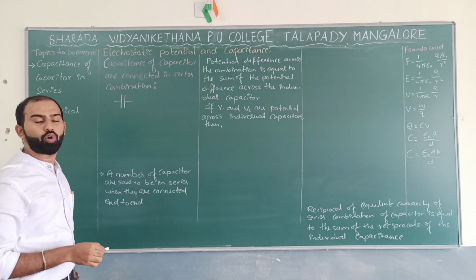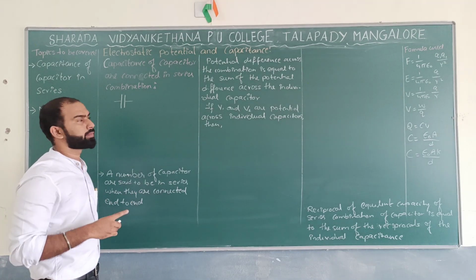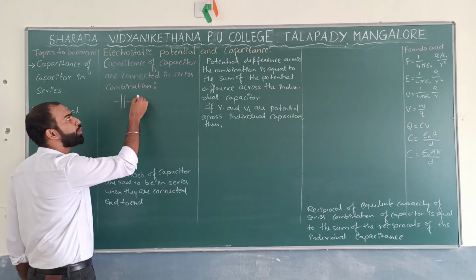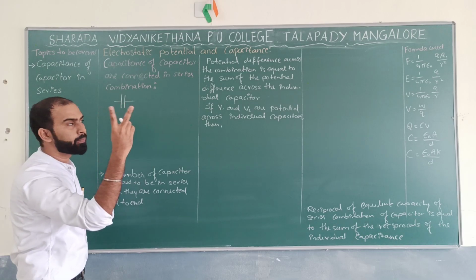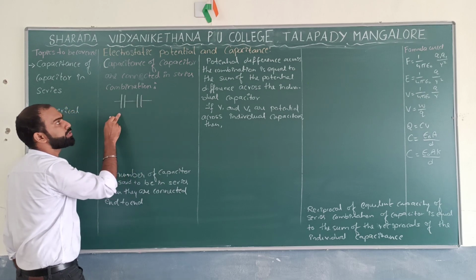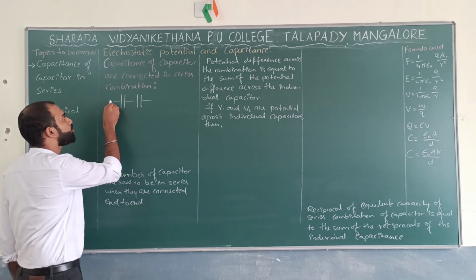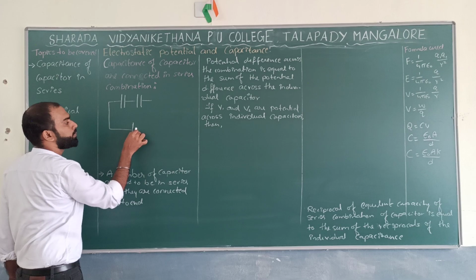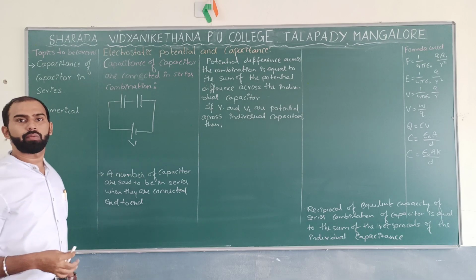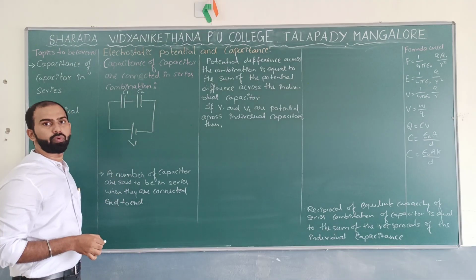Since it is a series combination, how many capacitors are we supposed to take? For the time being, I will take two capacitors. You can connect n number of capacitors in series as well, but for better understanding I take two capacitors in series. Don't you think these two capacitors are in series? They are connected to a potential difference. Let us say V is the potential difference. How many capacitors do we have here? That is C1 and C2.